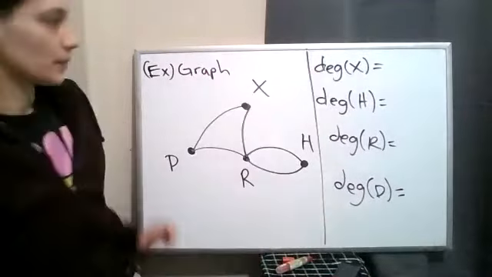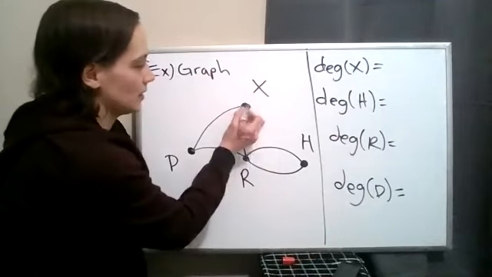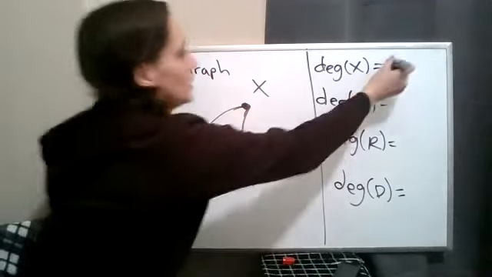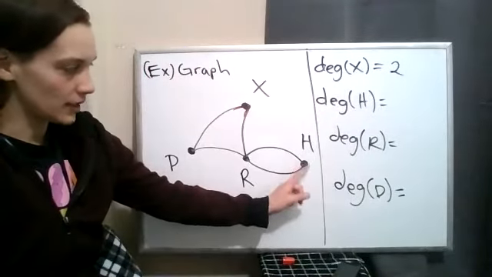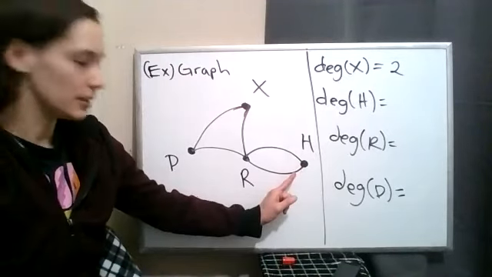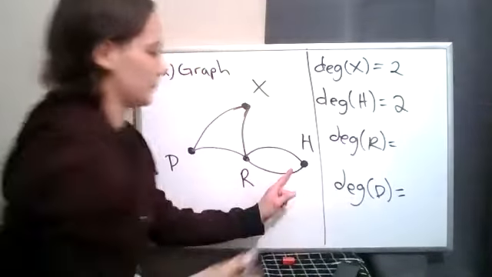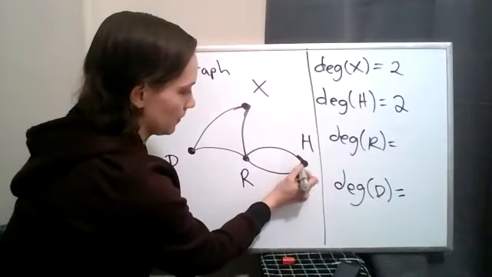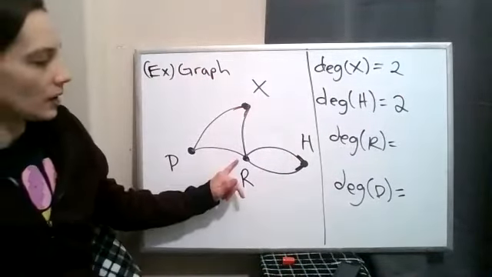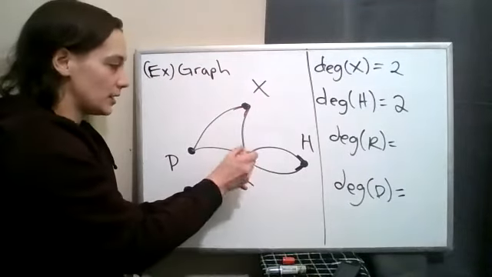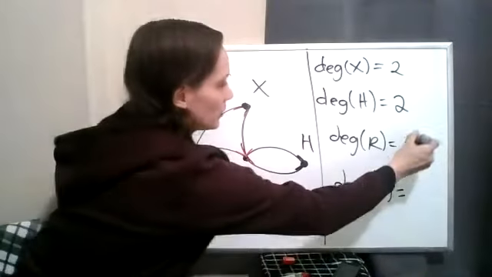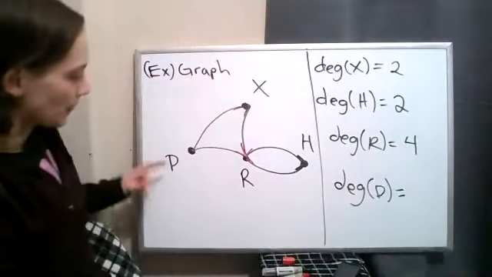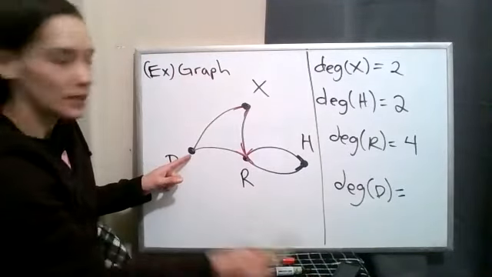Okay, so find the vertex X. Its degree is 2. There's 2 edges that connect. H is right over here, and it has 2 connections, so its degree is also 2. R, there are 4 edges, 1, 2, 3, 4, that connect to that vertex. So it has degree 4. And D has degree 2. There's 2 edges there.